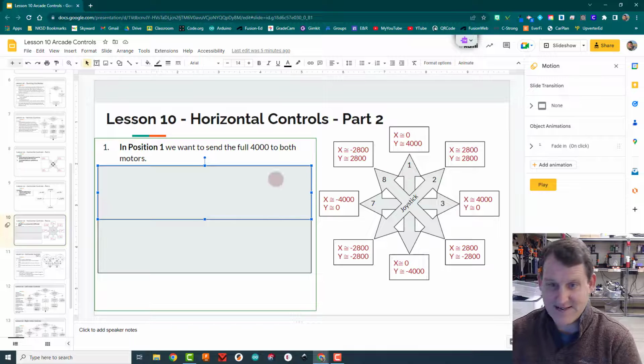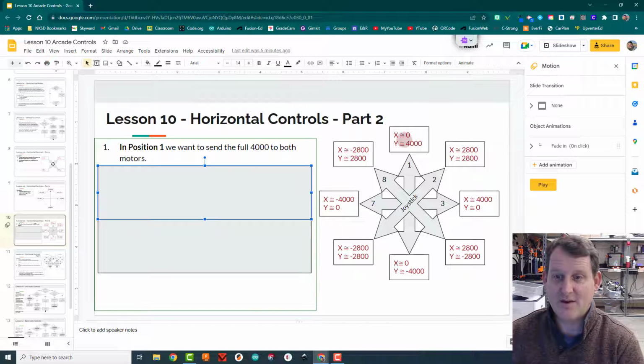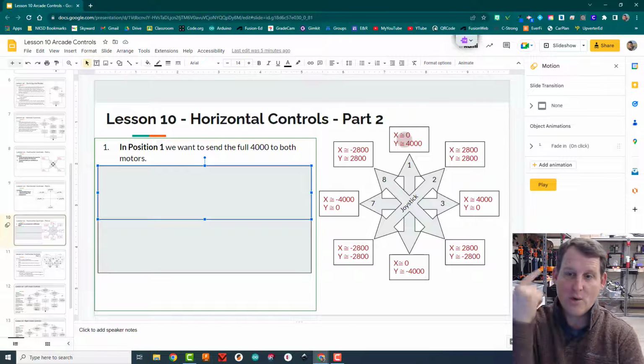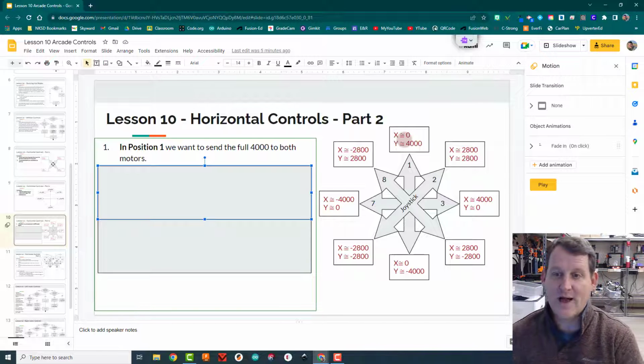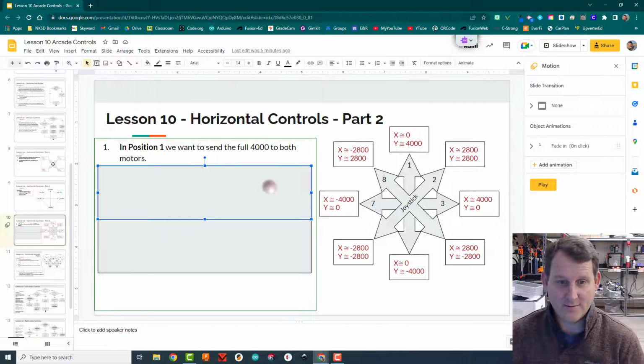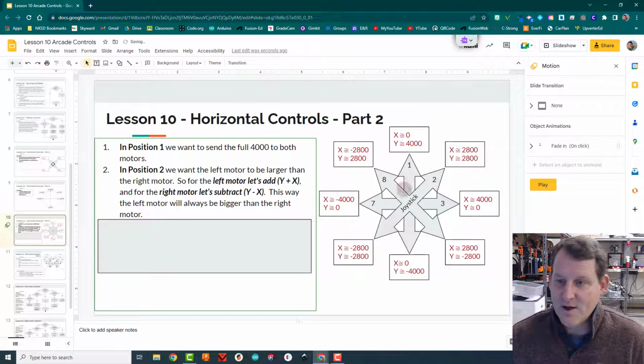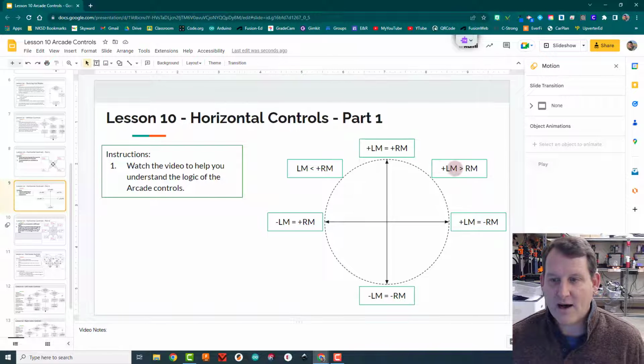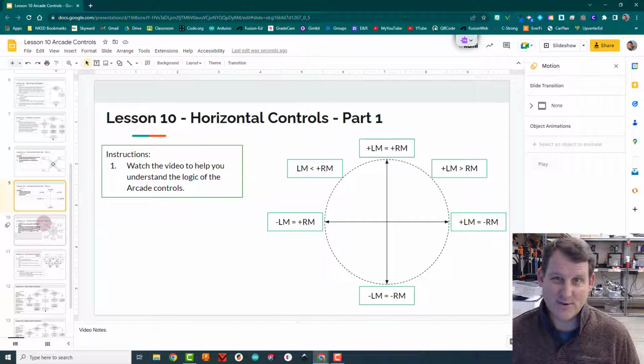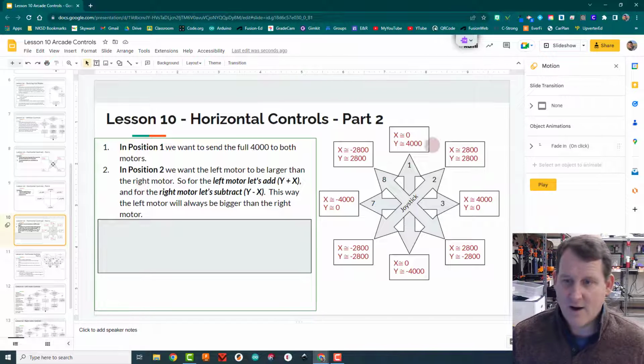All right, so let's move on to the next position. In the first position, we've done a lot. We ruled out multiplication, we ruled out division, and we ruled out x minus y. Y minus x still works. 4,000 minus 0 gives us 4,000, and we've left in adding as well. All right, next position. In position 2, remember, we want the left motor to be positive and the right motor to be less than that. So we want the left motor to be faster, the right motor less, and we didn't care if it was negative or not.